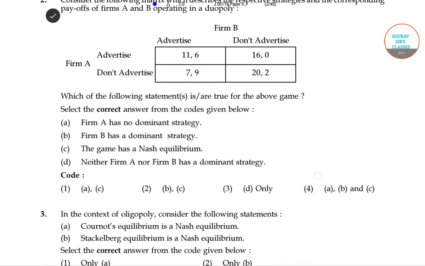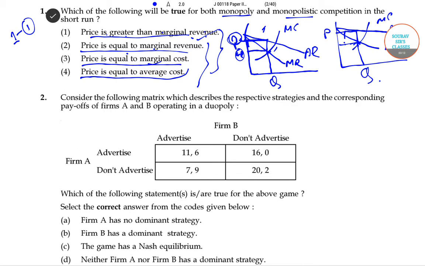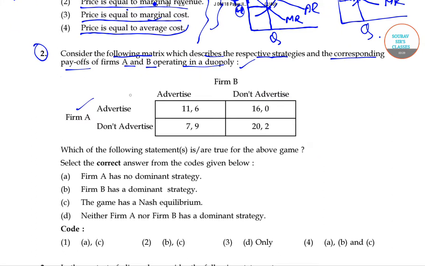Now we'll straight go to question number 2. In question number 2 it is given: consider the following matrix which describes the respective strategies and corresponding payoffs of firm A and B operating in a duopoly. So firm A and firm B are both given. There are 2 options: advertise, or don't advertise. So we have to solve this game theory problem.